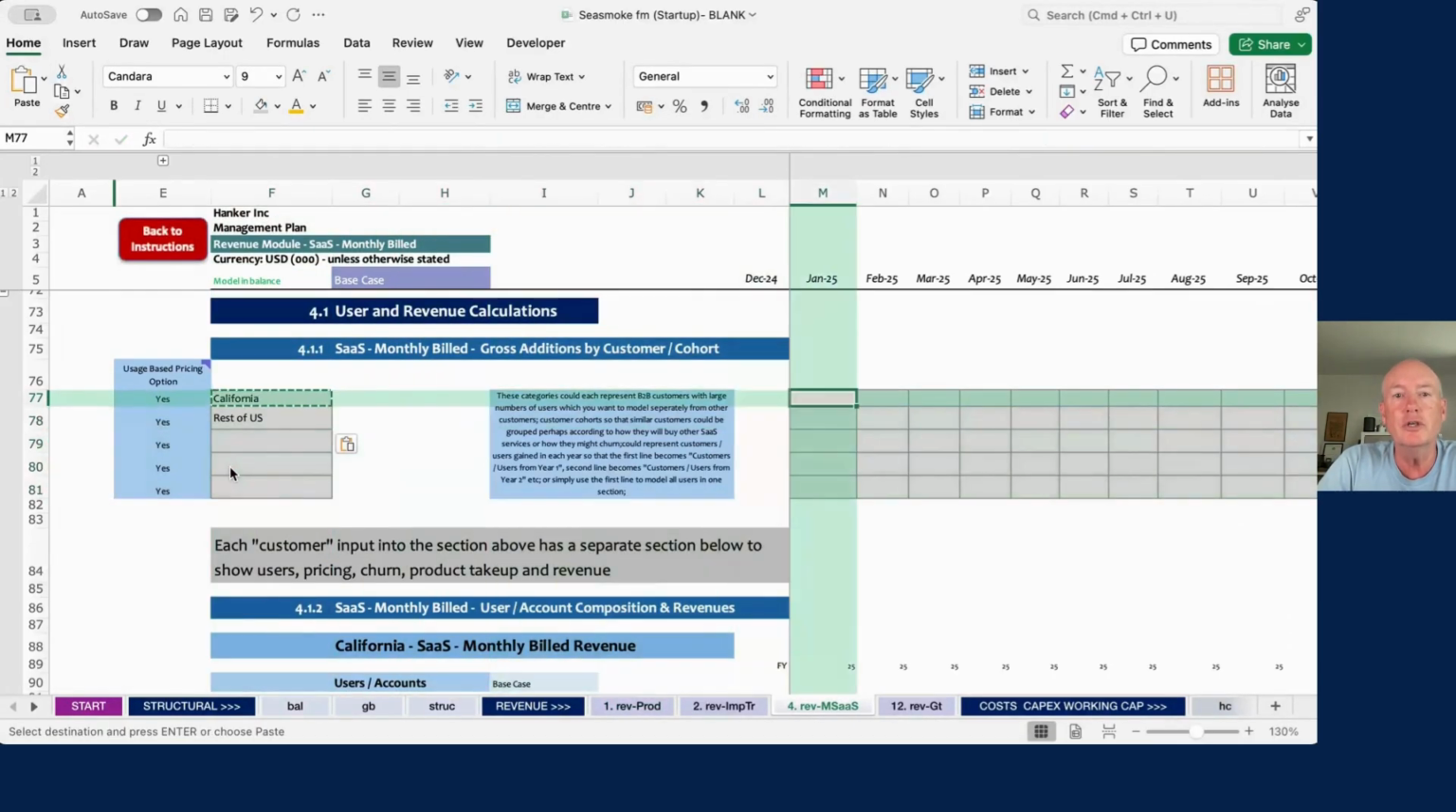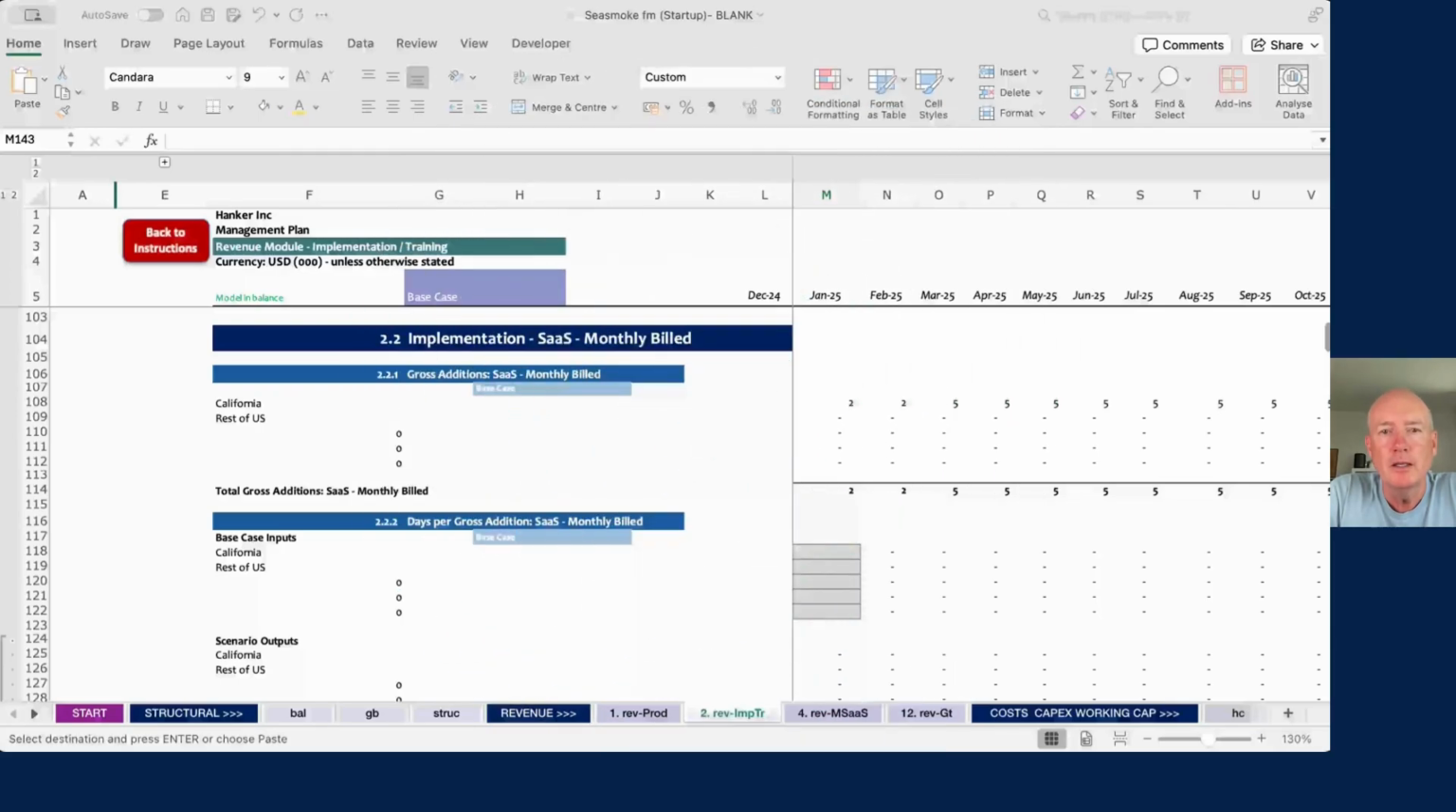Let's move on to implementation and training. Okay, we've just done the SaaS. Now let's do implementation and training. Real easy, this one. So what we said was that every implementation we're going to charge $250. So you'll see in this tab here, it says Rev Imp Training.